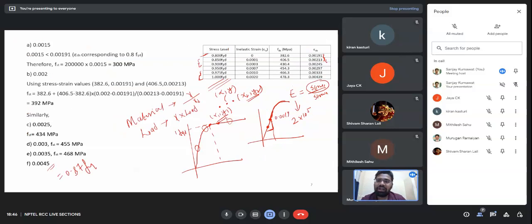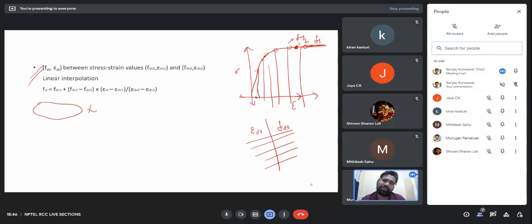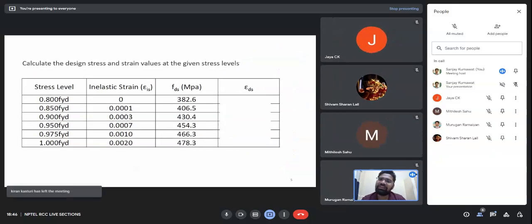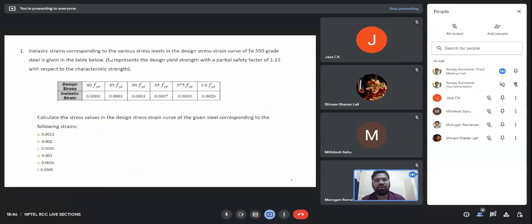So I would request you all to just go through these two problems, especially the first one, because it will clear many of your concepts for future. And I think that's all for today's lecture, and thank you for joining. Let's meet next Tuesday.